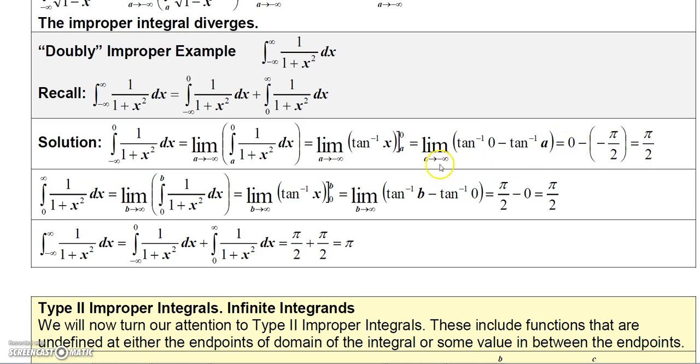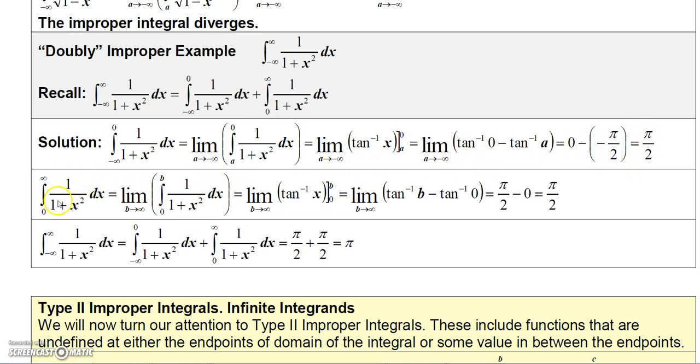Now, if you let a go to negative infinity, first of all, this arctan of 0 doesn't care. It's going to be 0. But the arctan function as a goes to negative infinity actually approaches minus pi over 2. If you graph the arctan function, you can see that the closer x gets to minus infinity, the closer this gets to minus pi over 2. So actually the limit of this is minus pi over 2 as a goes to negative infinity. So you're going to get 0 minus negative pi over 2, which is pi over 2.